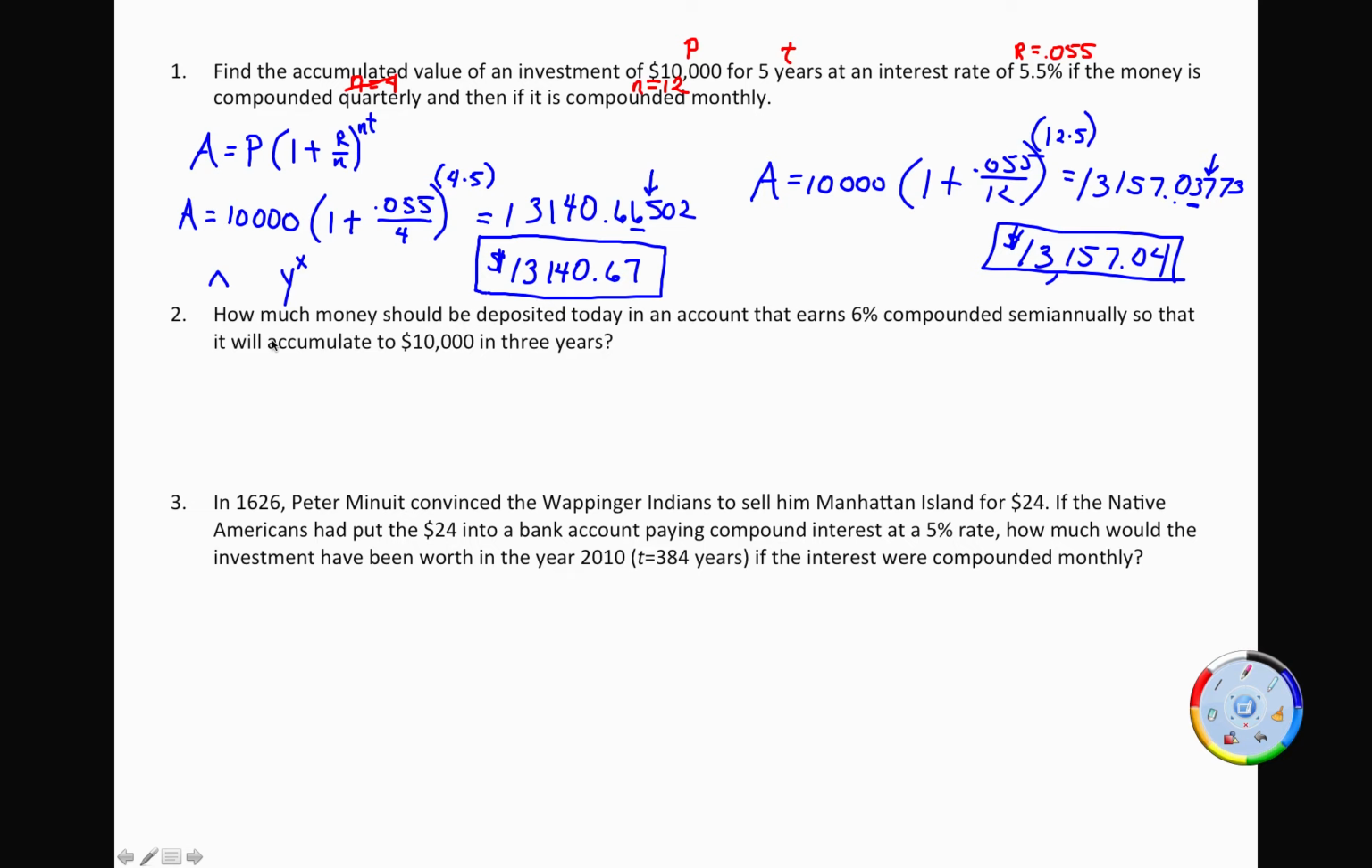All right, what about this next one? How much money should be deposited today in an account that earns 6% compounded semi-annually so that it will accumulate to $10,000 in 3 years? Okay, so I want to know what I need if I want to have $10,000 in 3 years. That means I'm solving for the present value. So I'm going to use this formula.